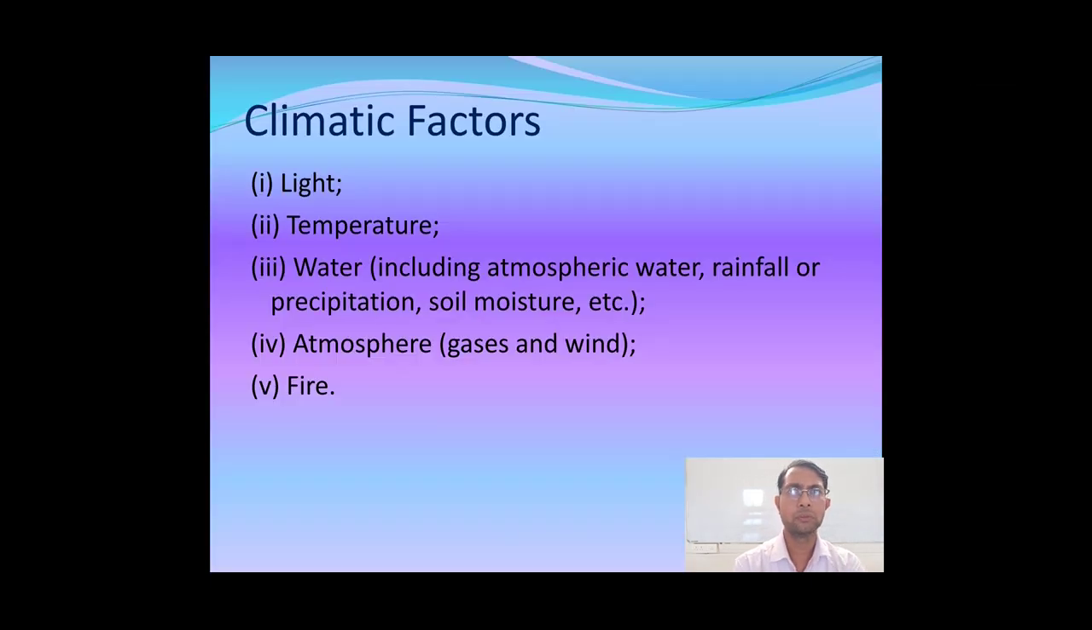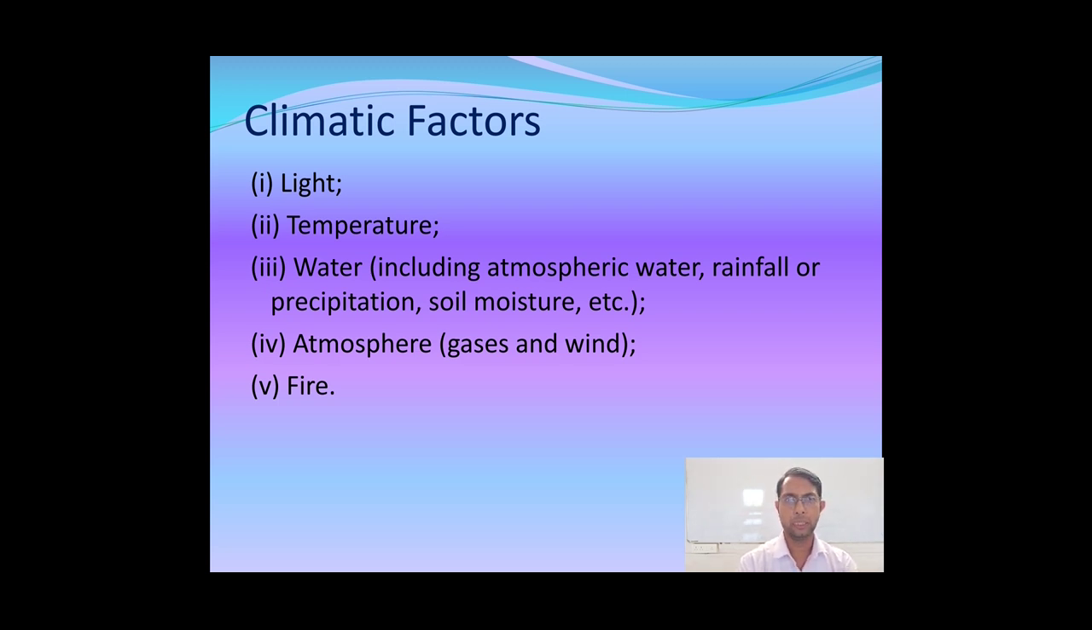which includes different parameters. These parameters are nothing but light, temperature, water, atmosphere and fire. Specifically, we are going to concentrate on the climatic factor of light, or light as a climatic factor. Later on, we can move to temperature, water, atmosphere and fire.